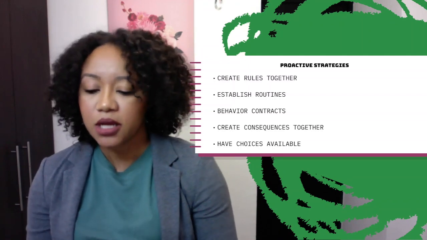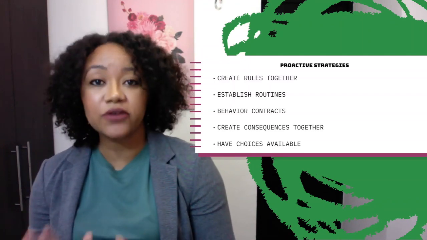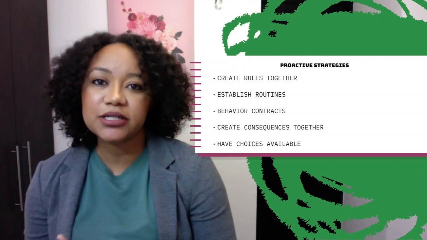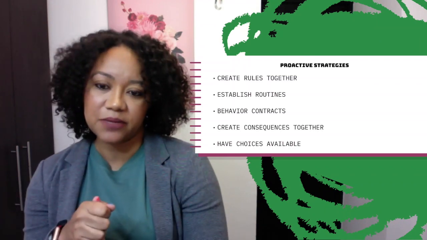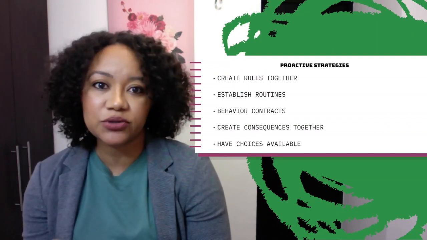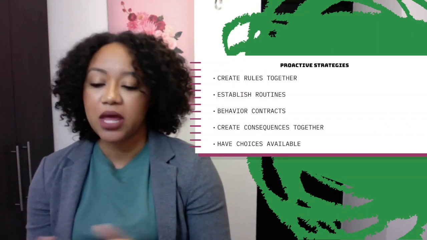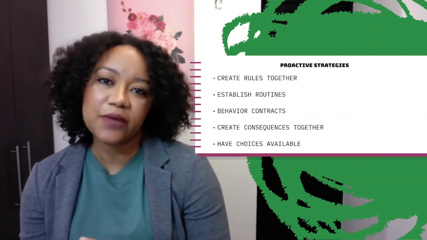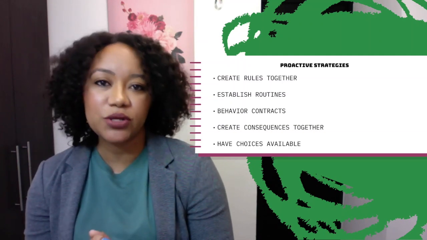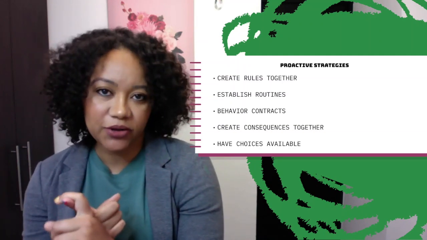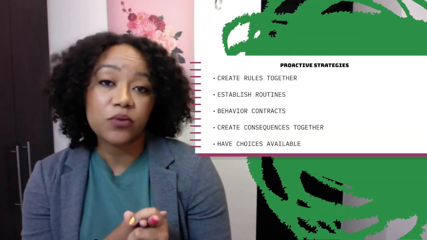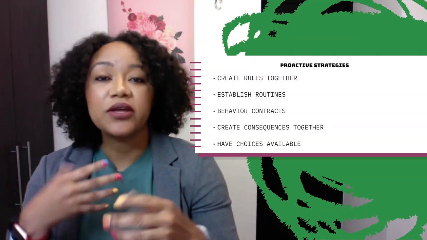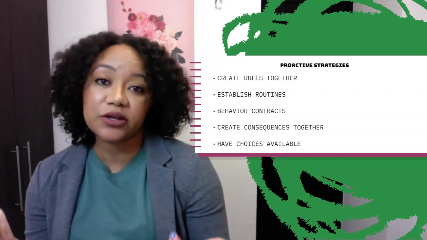Now, we already talked about creating consequences together, so the next one is to have choices available. Children and adults love choices. As teachers and as parents, we're constantly saying, okay, now it's time to complete an assignment. Okay, now it's time to take out your books and we're going to read. But instead we could say, okay, you have a choice. Right now you can read the chapter that we learned about today, or you can talk with your friends about what we just talked about as a class. And then the child gets to choose which activity they'll do first.